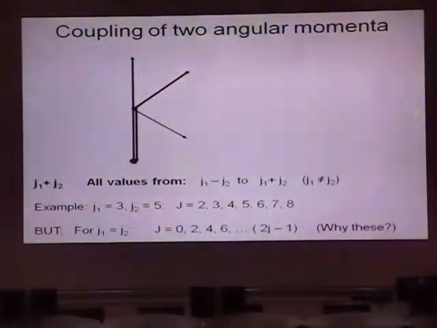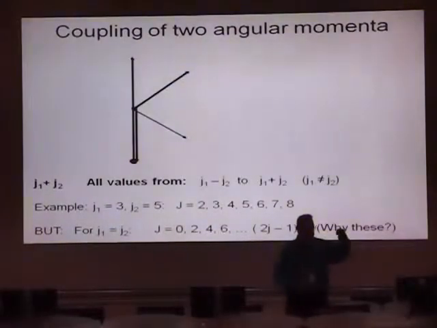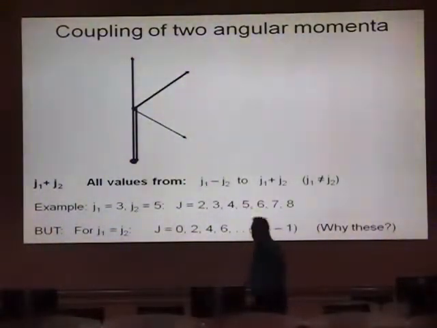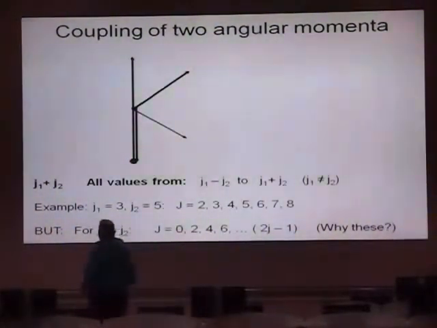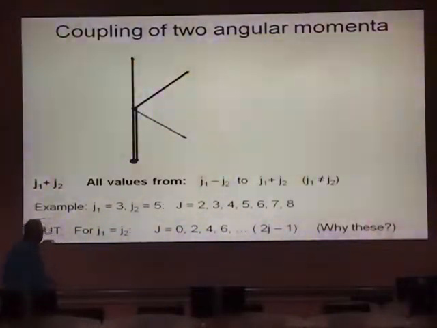Okay, the interesting case though is when J1 equals J2. That is when I put two particles in the same orbit. This is what happens when you look at a nucleus which is magic in protons, magic in neutrons, and you add, say, two neutrons. They will go in the same orbit. So J1 will equal J2. The answer is that the only values you can form are J equals 0, 2, 4, and so on up to 2J minus 1. That's obvious why you can't go beyond 2J minus 1.